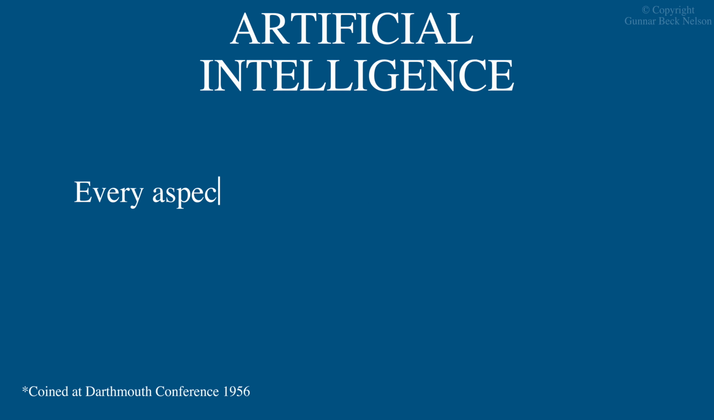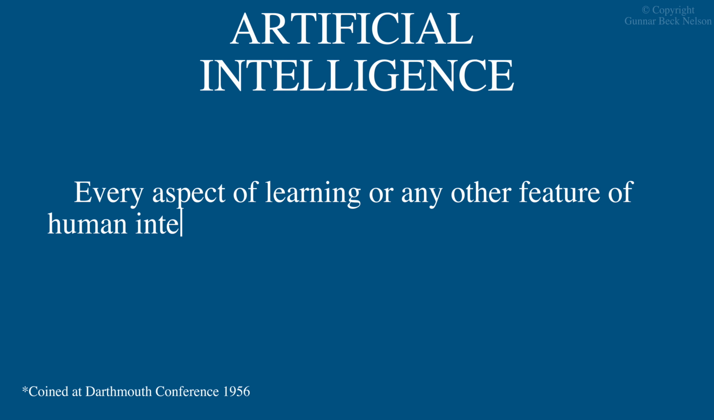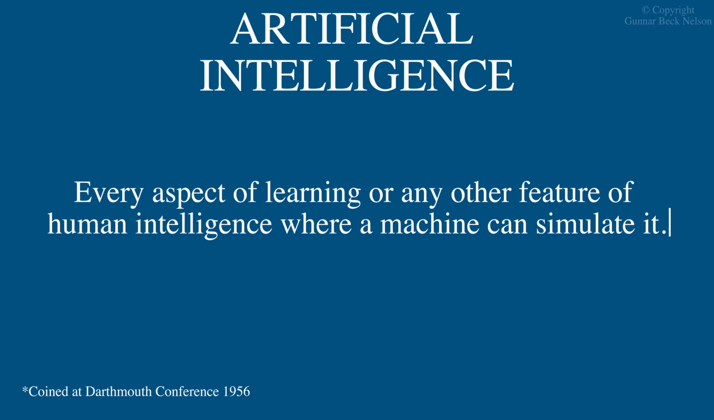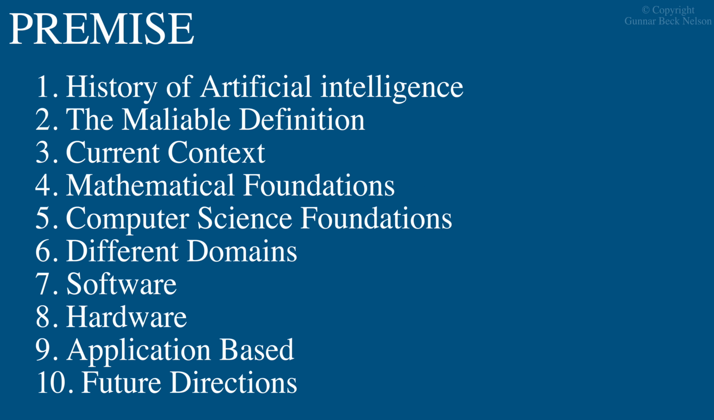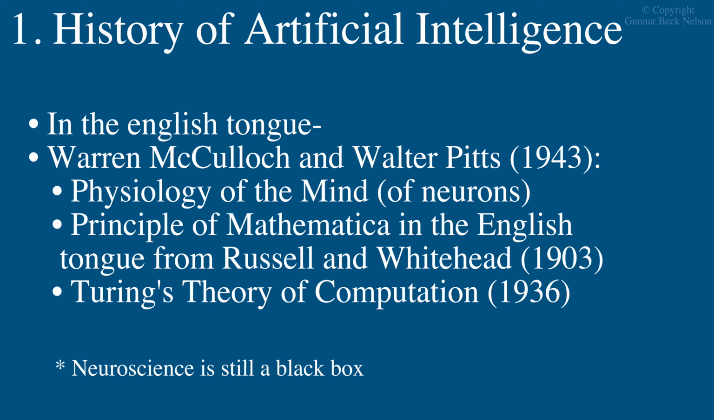Artificial intelligence is every aspect of learning or any other feature of human intelligence where a machine can simulate it. And this is the premise for our video. The foundations for the present definition of artificial intelligence can be pinpointed to Warren McCulloch and Walter Pitts, who laid down the foundation for the idea of neurons and how they can be applied within mathematical foundations and theories of computation.